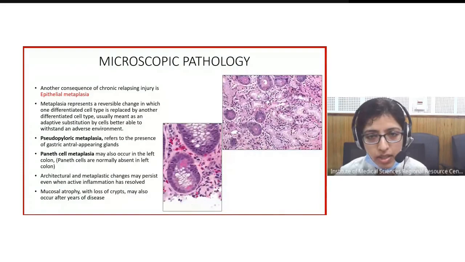Another feature of chronicity is epithelial metaplasia. Whenever a chronic inflammation process goes on, the lining epithelium undergoes a change, which is initially reversible. A reversible change in which one differentiated cell type is replaced by another differentiated cell type is what we call metaplasia. It is an adaptive substitution by cells which are better able to withstand an adverse environment. This also we have already read in your general pathology chapters, metaplasia, why it occurs, and it's basically an adaptive response to this kind of stress situation.